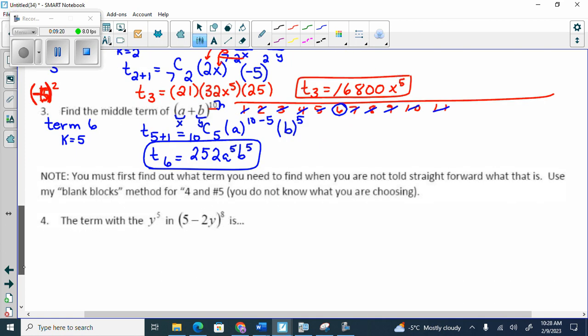So those are the things they can do. They can ask you for the fourth term or the sixth term or the middle term, correct? Then the next thing they could do, which is a different option, is they could actually ask you for the term with y to the 5.